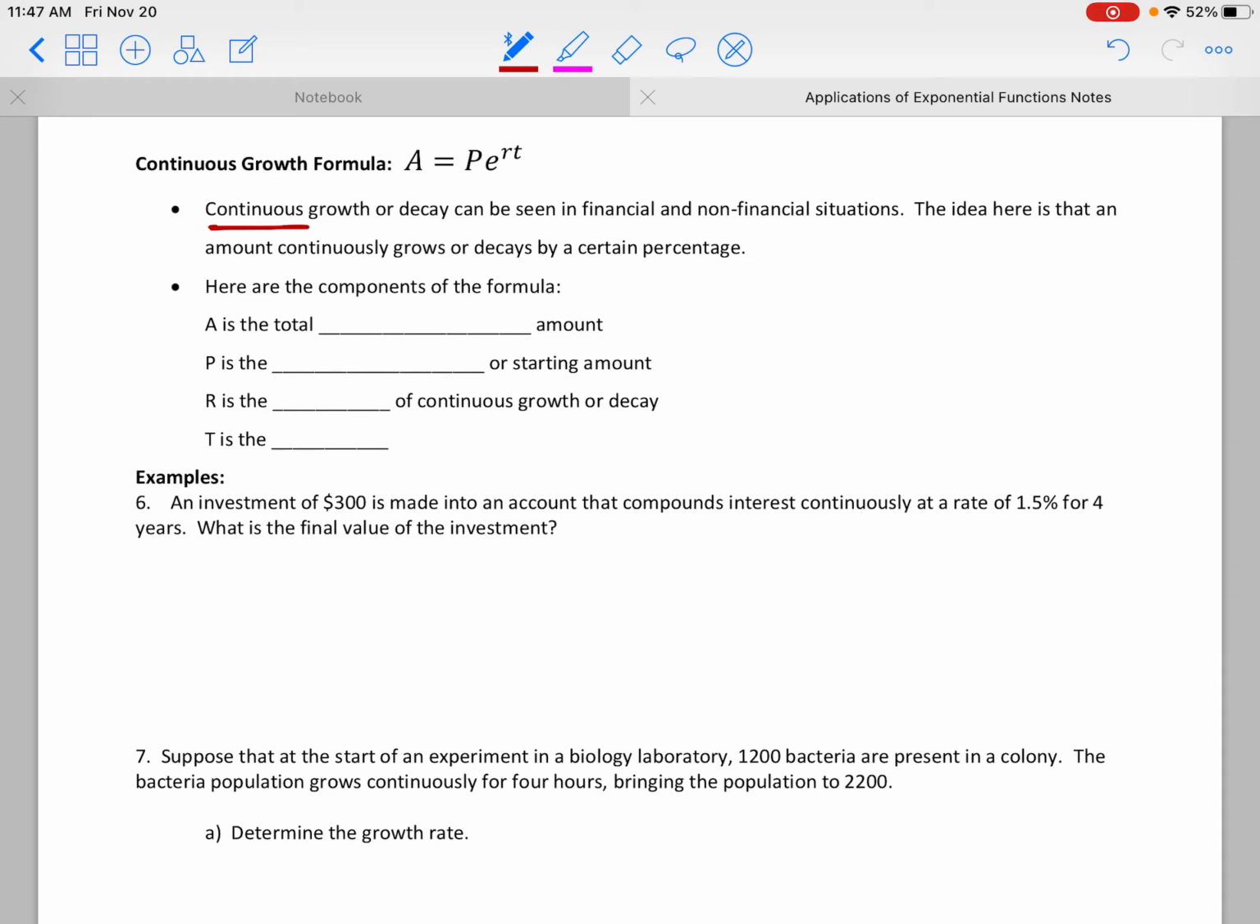So A is equal to P e raised to the rt power, where A is still the total final amount, P is still the principal or starting amount, and it's principal if it's a financial situation. We would just call it a starting amount if it was not financial. R is still your rate, and again we'll plug that in as a decimal, and t is still going to be time. We just don't have to worry about whether we're compounding monthly or weekly, because it's continuous, and the base of e factors that in. It takes care of that piece. Okay, so the formula actually looks a little simpler. Let's see if we can use it.